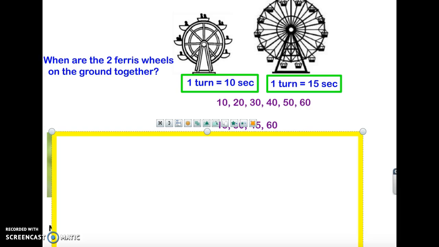We have been talking about multiples and factors. Here's a review of some of the problems we did from the book. One problem we looked at talked about Ferris wheels, asking when are the two Ferris wheels on the ground together.